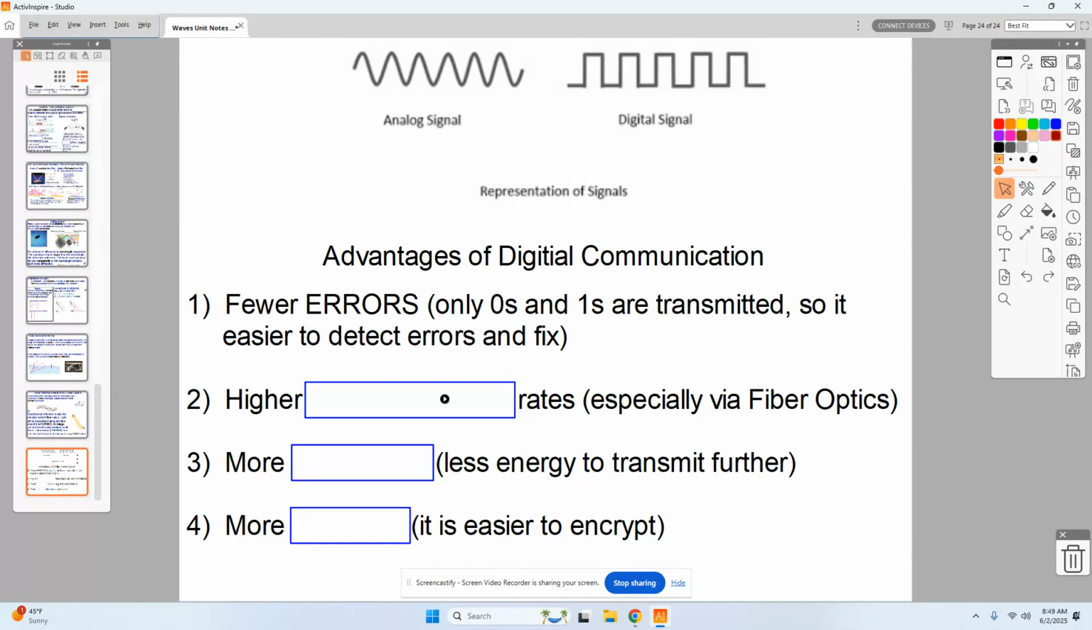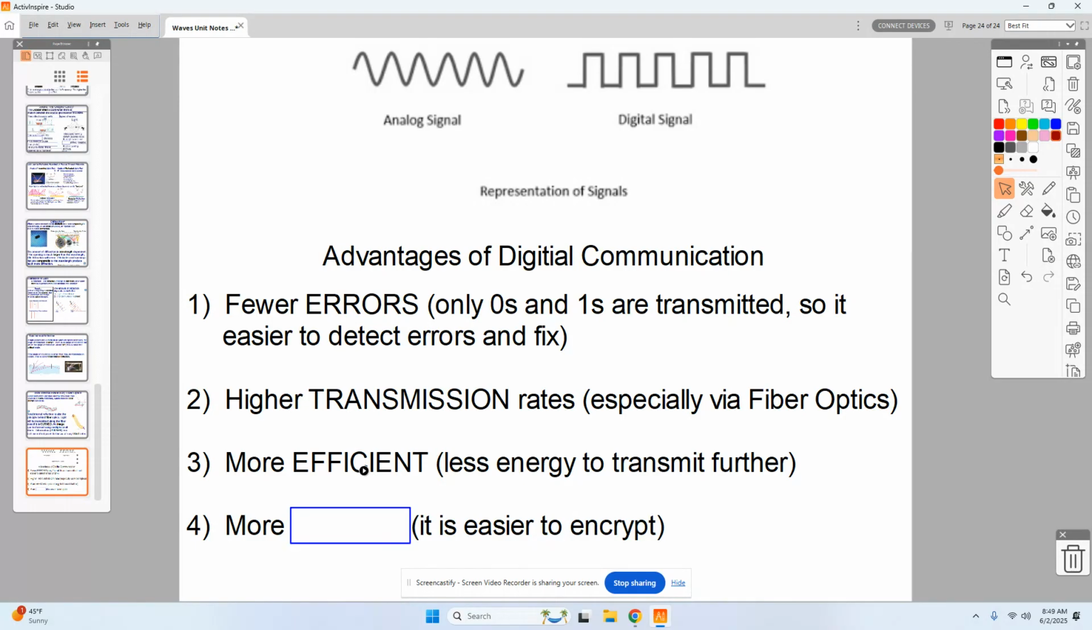We can send things at very high transmission rates. As a series of pulses, we can send things along fiber optic cables with lots of what's called throughput. It's more efficient, so we can send things great distances with very little energy needs. Not easy to do that with electricity. Electricity is going to be affected by resistance along wires. Light can be sent through fiber optic cables with very little what's called attenuation. And it is more secure. In today's world, we do a lot of online banking. We do a lot of online purchasing. It's very easy to encrypt digital signals so that we can make those secure.